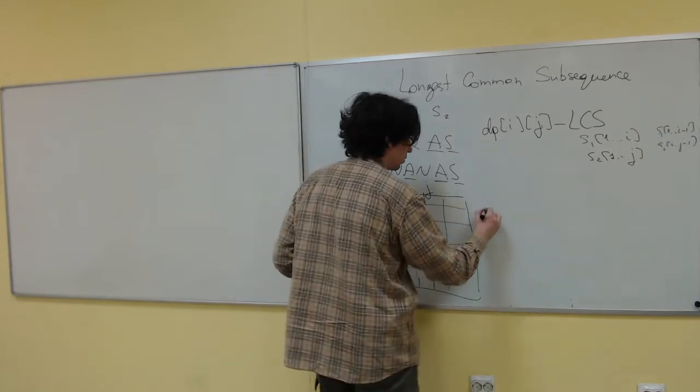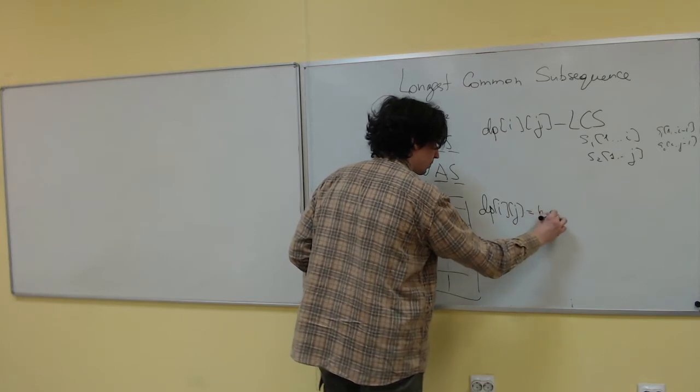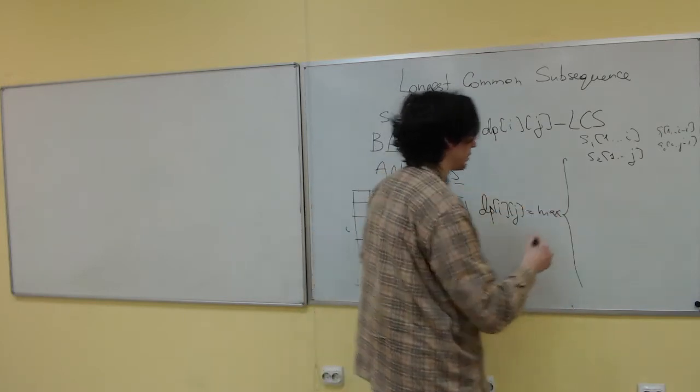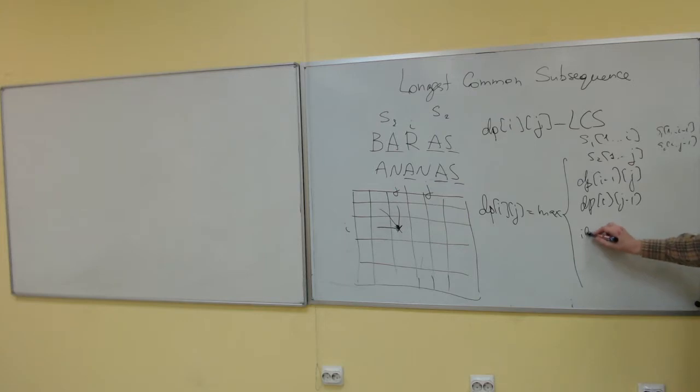So let me write. So DP I J equals the maximum of three things. It is DP I minus 1, J, it is DP I, J minus 1. This means that we never matched anything, our last symbol hasn't matched with anybody. And if S I equals S J, then DP I minus 1, J minus 1, plus 1.